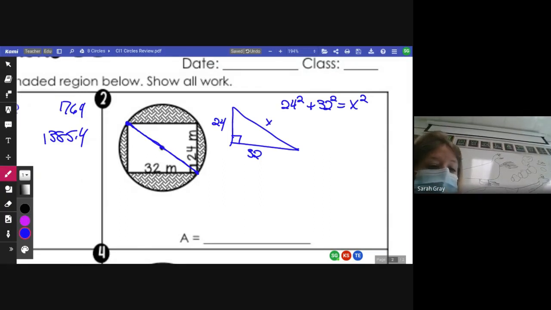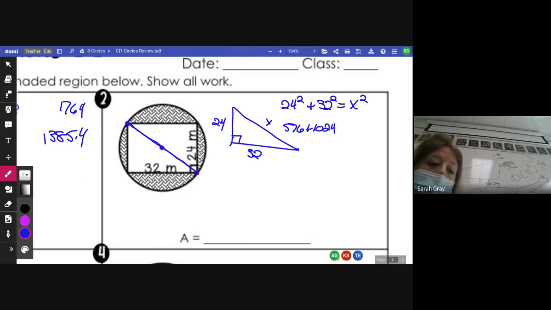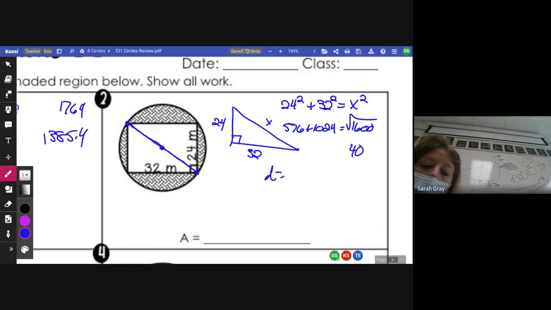All right, 24 squared is 576. 32 squared is 1024. And that equals 1600. Square root that, and you get 40, I think. Yes, 40. So the diameter of our circle is 40, which means the radius is 20.